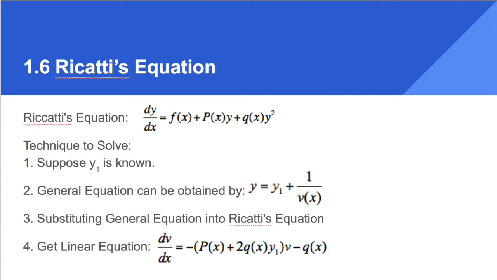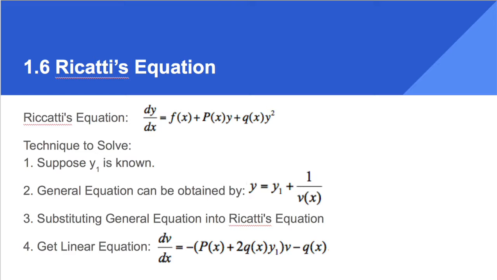The next method is called Riccati's equation, which was discovered by Euler in 1760. The following type of equation is called Riccati's equation: y' equals f(x) plus p(x)y plus q(x)y squared. To solve Riccati's equation, first, we suppose that we know some particular solution y1. Then, we can obtain a general solution, which is y equals y1 plus 1 over v(x).